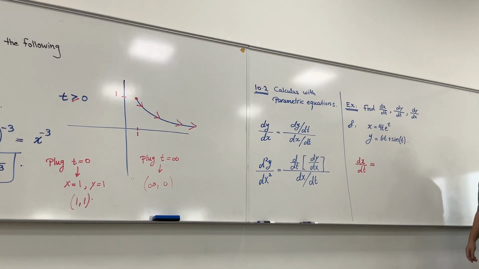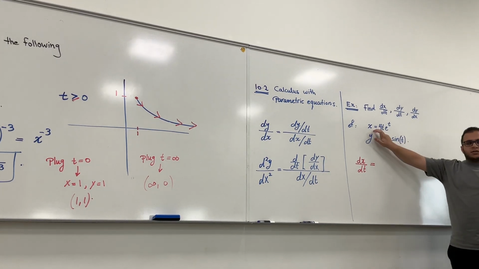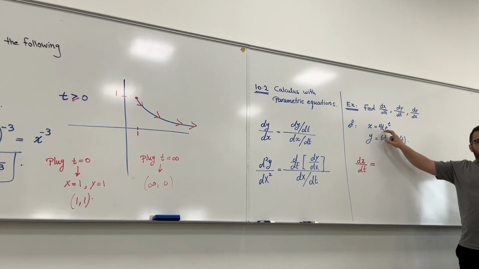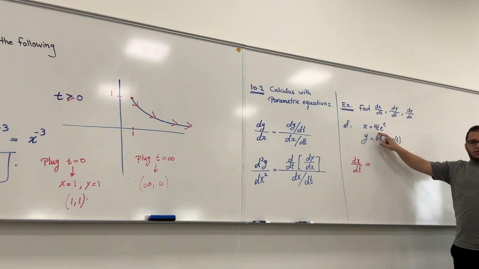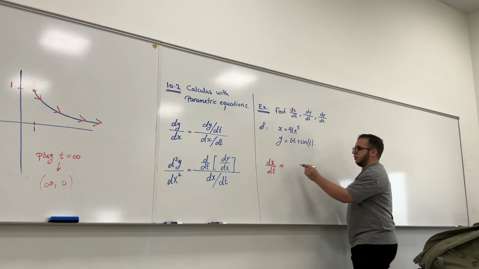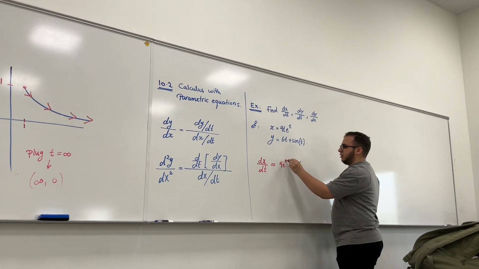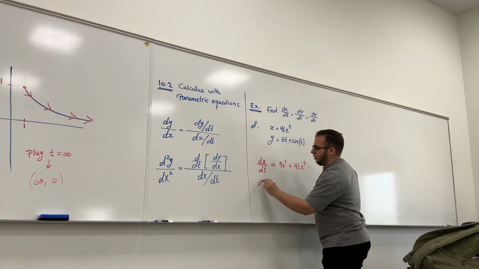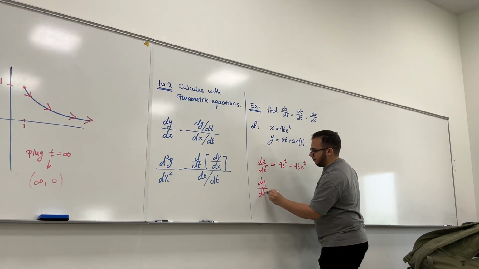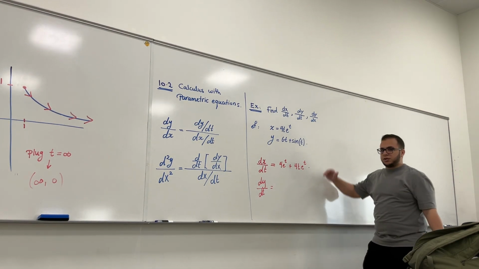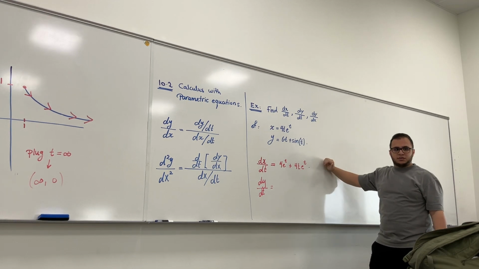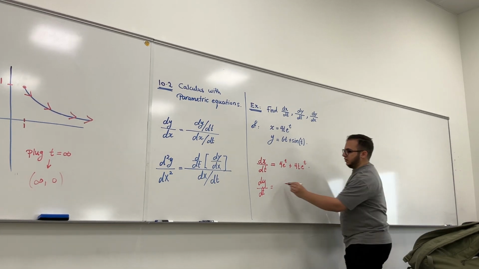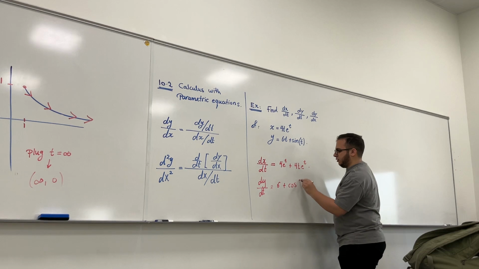dx/dt means again, go to the function x, differentiate it with respect to t. So what do I apply here? I have to apply the product rule. So I have 4 e to the t plus 4 t e to the t. And then dy/dt, the same thing. Go to the function y, differentiate it with respect to t. So what is it? 6 plus cosine t.